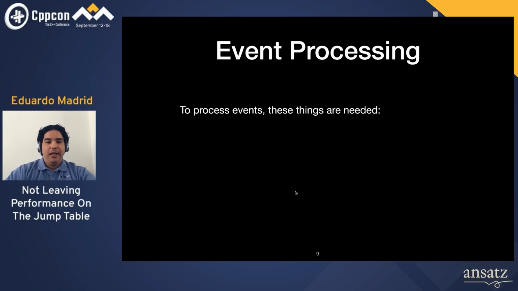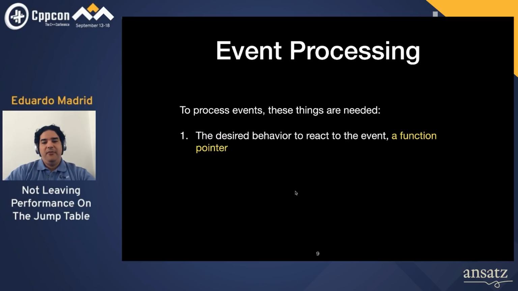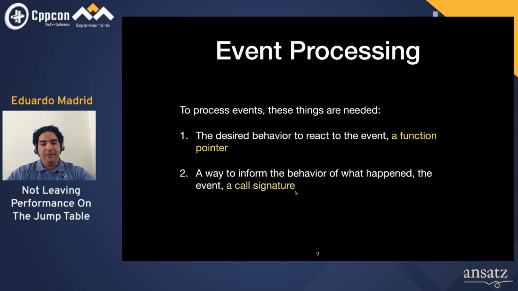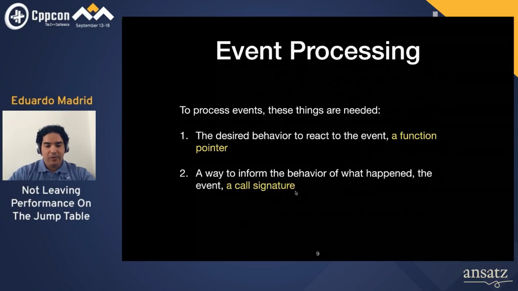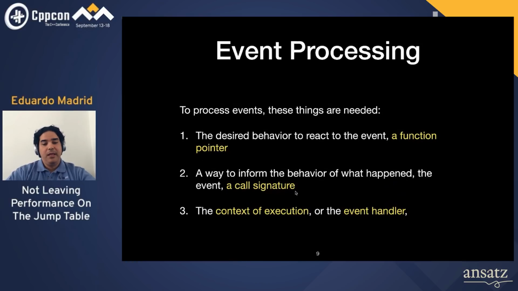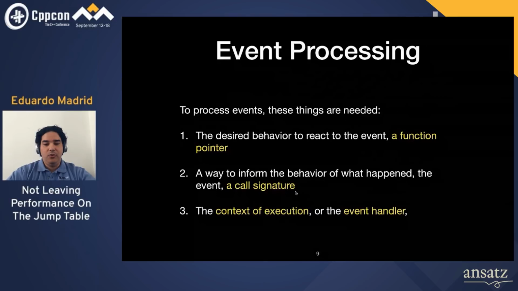Okay. What is event processing? We need 3 components, okay? We need to specify a behavior. In C++, like I said, we cannot do the equivalent of a switch statement, but we can have something like an array of function pointers or function pointers in general. So the only option that the language allows us is using function. We need to inform the behavior of what happened, what is the event, and we represent events with call signatures. The call signature contains all of the arguments, or the arguments are precisely the description of the event. And we need to be maintaining a constant execution for the event handlers.